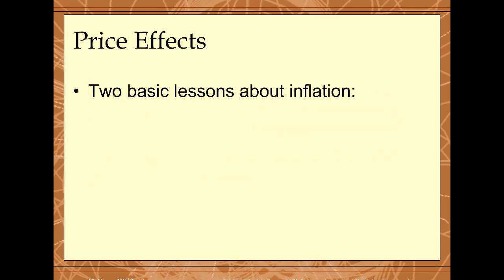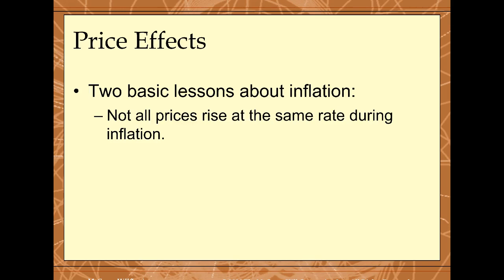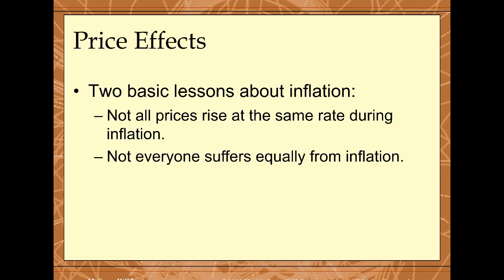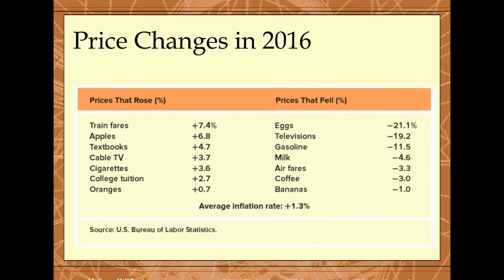So there are two basic lessons about inflation. Not all prices rise at the same rate during inflation, and not everybody suffers equally from inflation. So here's a good example. Here's some price changes in 2016. Train fares went up by 7.4% in that year, but bananas, on the other hand, fell by 1% on average. So think about this.